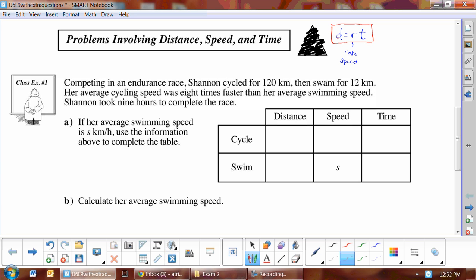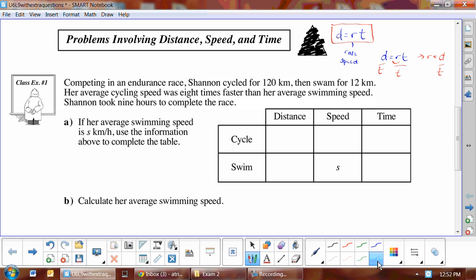Okay? So for example, if I wanted to find what the speed of something was, we just use simple algebra. If we need the rate or the speed, we divide everything by t and get that the rate is equal to the distance over the time. Okay?